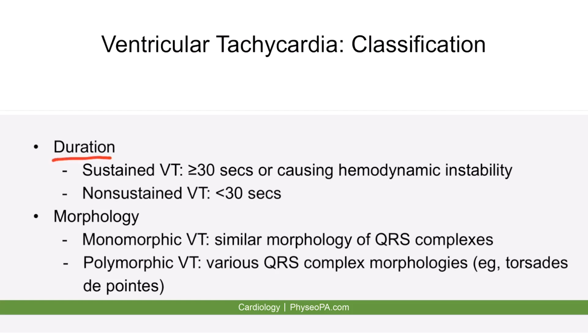Let's begin with duration. A patient is said to be in sustained VT when this abnormal rhythm lasts for 30 seconds or more or causes hemodynamic instability. On the other hand, non-sustained VT is when this rhythm lasts for less than 30 seconds. Regarding the morphology, VT is called monomorphic when all the QRS complexes have similar morphologies, whereas it is called polymorphic when VT has different QRS morphologies. A common special subtype of this is the Torsades de pointes.